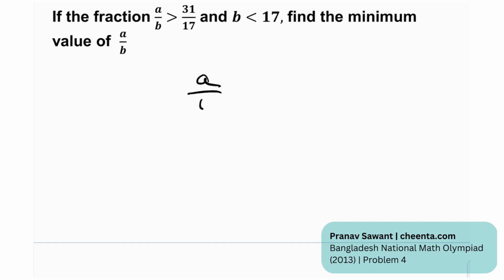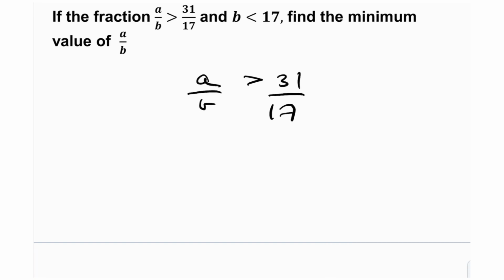So it's given that a by b is greater than 31 by 17, and we're going to form certain bounds over here. We're going to use a little bit of bounding to get to a few of our original results. Now, a by b is greater than 31 by 17, and 31 by 17 is obviously greater than 1. It's 1 point something. Similarly, this is also less than 2, or a better way to write this would be that it is less than or equal to 31 by 16, because b is less than 17, so b is less than or equal to 16, and this is obviously less than 2.